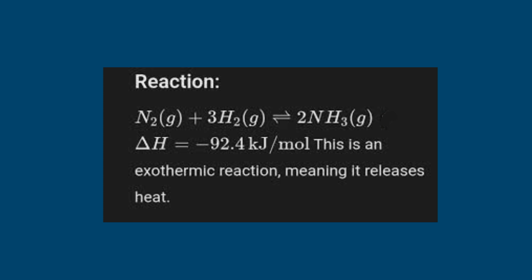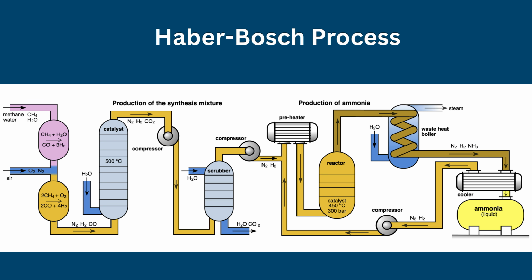The Haber-Bosch process involves the catalytic reaction of nitrogen and hydrogen gases to form ammonia according to the exothermic equilibrium reaction: N2 + 3H2 ⇌ 2NH3, ΔH = −92.4 kJ/mol. From a thermodynamic standpoint, low temperatures and high pressures favor ammonia formation.